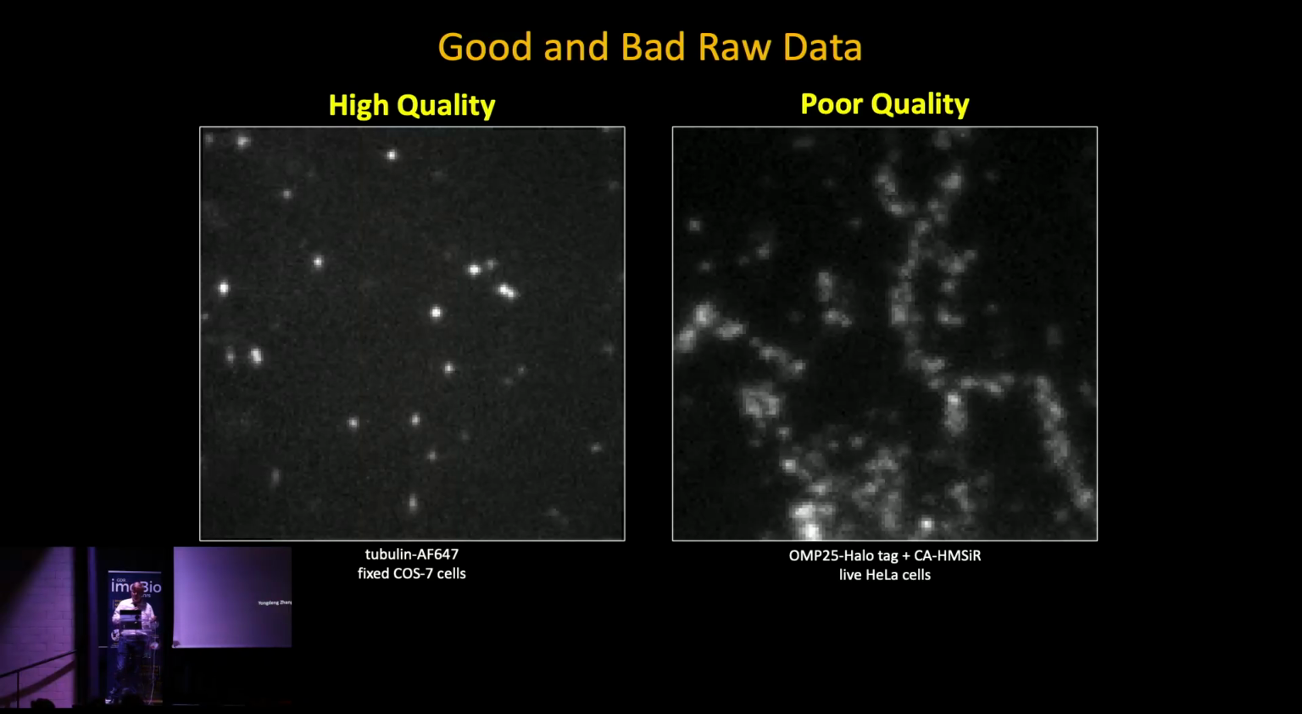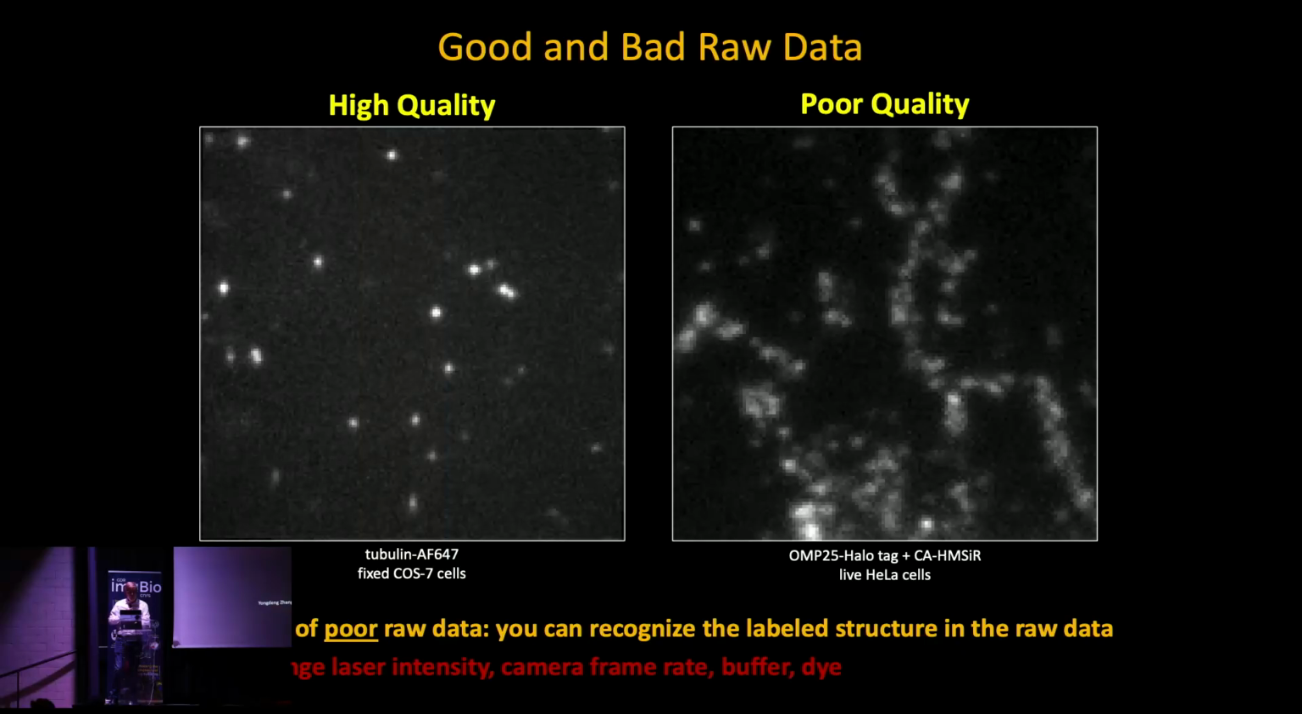So I think a good rule of thumb is, if you can recognize the labeled structure already in the raw data while you acquire the data, you should be alarmed, and you should probably consider changing your imaging conditions to get better raw data quality. You can do that by changing the laser intensity, working with the camera frame rate, looking more closely at the buffer you're using, or maybe using a different dye.